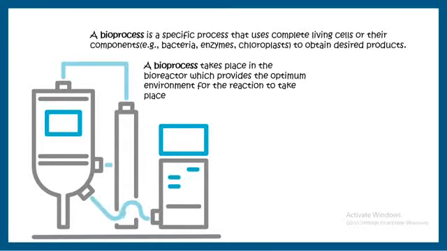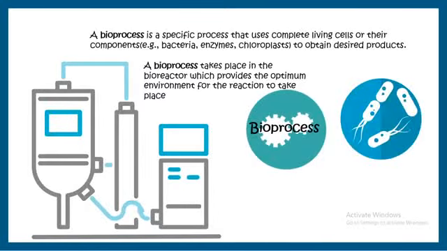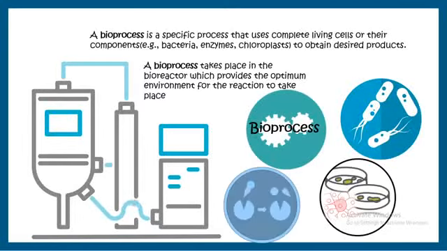And the key player of this bioprocessing is the biological cell. Sometimes it could be a bacteria, sometimes it could be a mammalian cell, or sometimes it could be a plant cell as well. So, bioprocess involves bacteria, mammalian cell, or even cell-free systems.